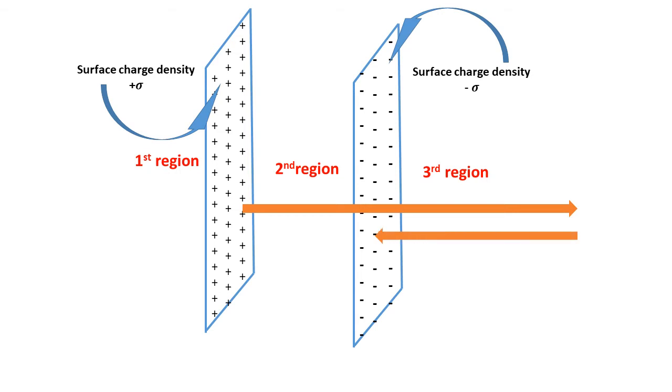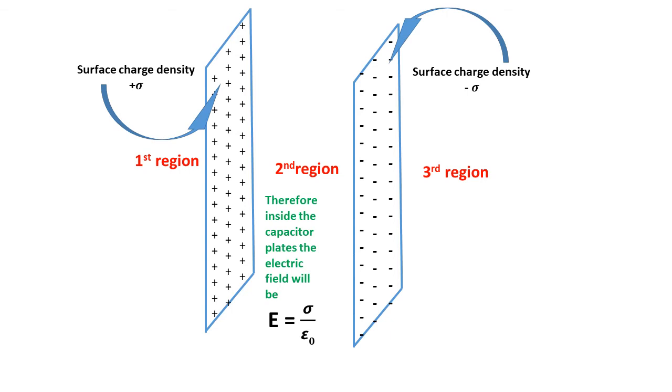In third region, electric field intensity due to positively charged plate will be sigma by twice epsilon naught. Due to negatively charged plate will be minus sigma by twice epsilon naught, because both are opposite in direction. So both are equal in magnitude, opposite in direction, so will neutralize each other's effect. So net electric field intensity in third region will also be equal to 0. So you saw in first region as well as in third region, electric field intensities due to these two thin sheets of charge are 0. Only in second region electric field intensity is non-zero, and that is equal to E is equal to sigma by epsilon naught.